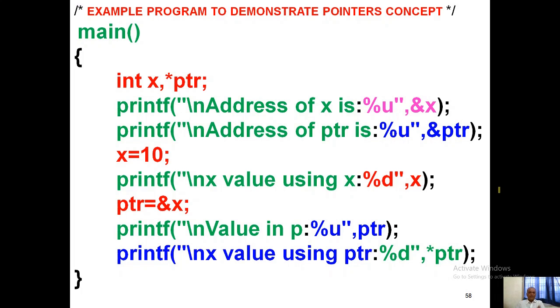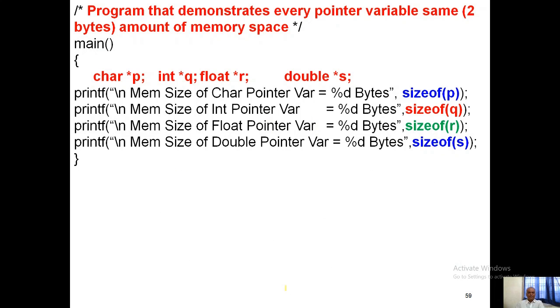This demonstrates the pointer concept. Ampersand u is unsigned. It is also a pointer to that x value, as in the previous example. Let's look at this. The size is a very simple, important program. They may ask it for 2 marks.